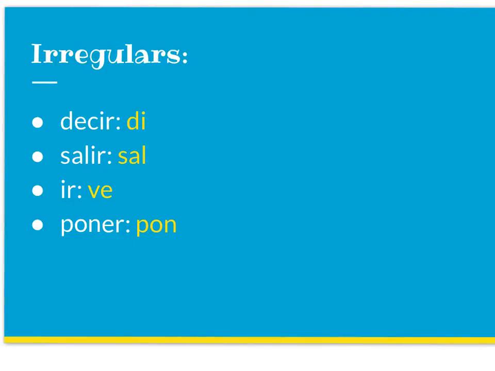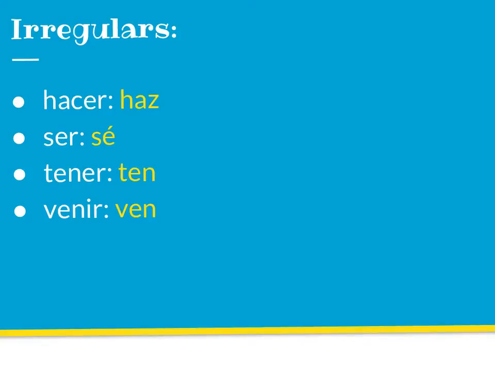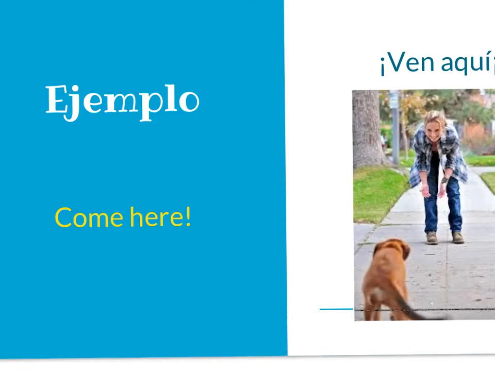There are 8 irregulars that we're going to talk about. Decir, salir, ir, and poner are the first 4. They are di, sal, ve, and pon. The other 4 irregulars come from hacer, ser, tener, and venir, which are haz, sé, ten, ven. Por ejemplo, come here comes from the verb venir, aquí, so it would be ven aquí, come here.